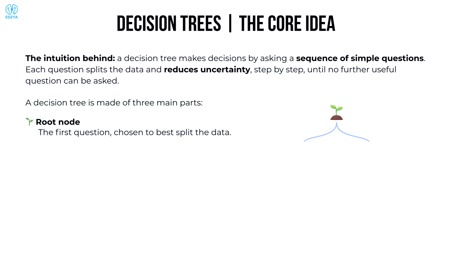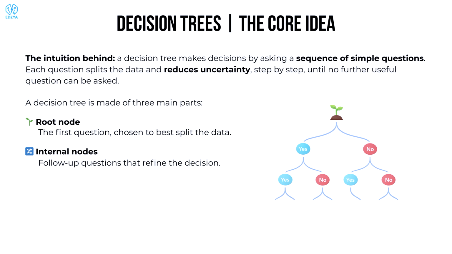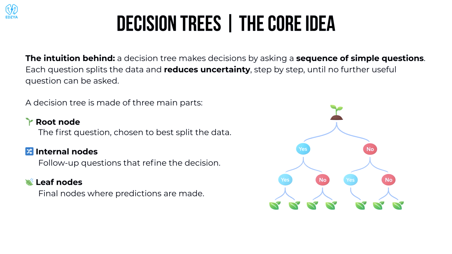Structurally, a decision tree is built from three different types of nodes. The root node is the first question, chosen to split the data as effectively as possible. Internal nodes are follow-up questions that keep refining the decision. Leaf nodes are the final points, where the model outputs a prediction.